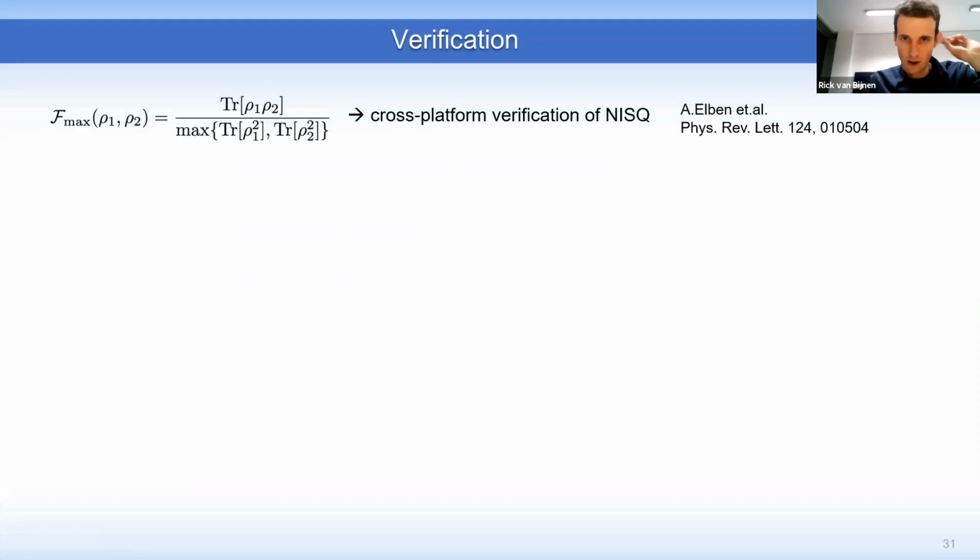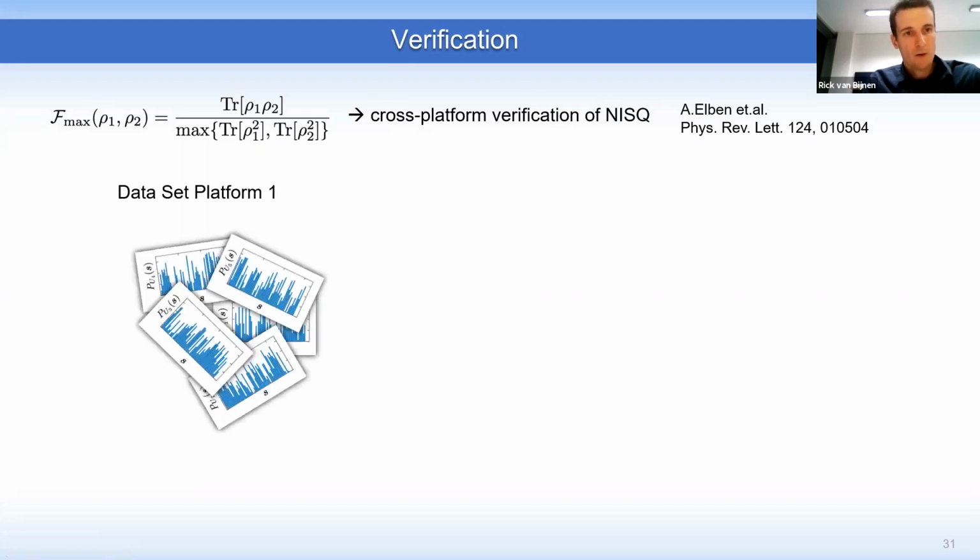For this, we use another protocol that was developed here at the Institut by Andreas Elben, who was a PhD student there at the time and is now a postdoc here. He developed a protocol where we can compare two platforms. Let's say you have two quantum computers or quantum simulation platforms, and I want to see the states, rho 1 on one platform, rho 2 on the other. How well do they overlap? What's the fidelity between them? And he did this with randomized measurements.